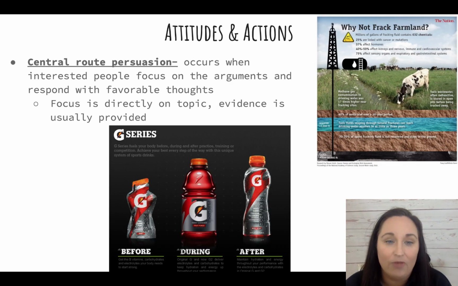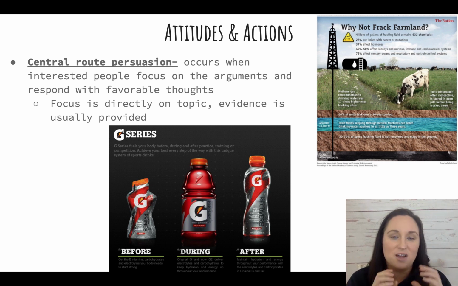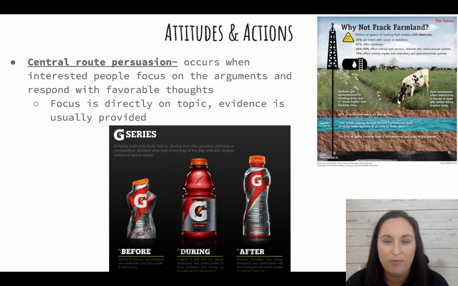Central route persuasion is when you're focused on the actual central product or topic. This is usually done with things where they really want to prove a point. For example, convincing people to stop smoking, they might use central route persuasion marketing. In the example in the top right, they're focusing on why you shouldn't frack farmland, and they're giving a bunch of informative details as to why it is bad.